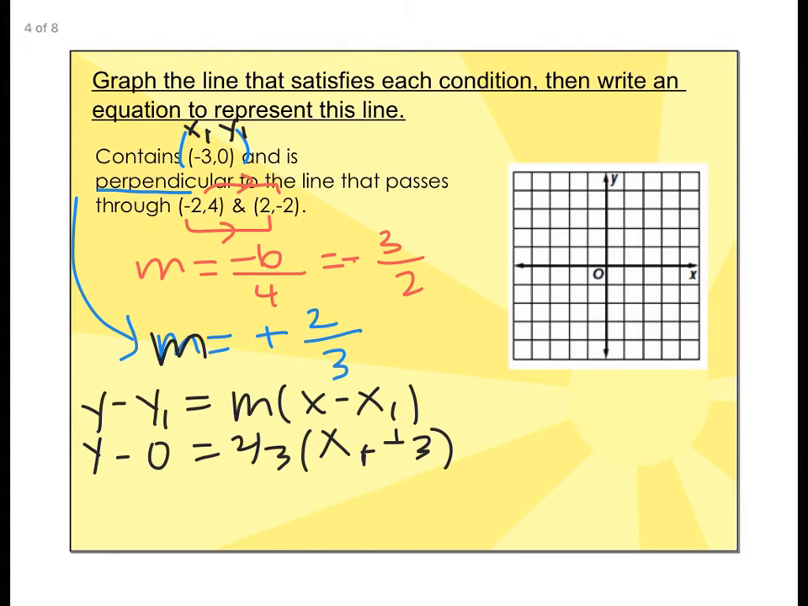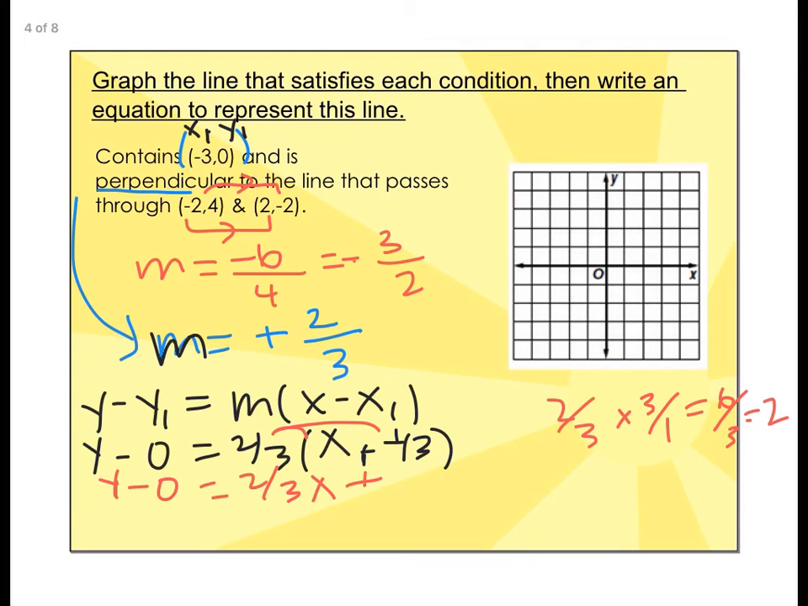Now to graph it, we talked about the other day, changing this equation into slope-intercept form right away. To do that, I needed to distribute, and then I'll combine like terms. So I'm going to distribute this 2/3 through, so I get y minus 0 is equal to 2/3 x, and then 2/3 times 3, I'm going to put that over 1, is 6/3, which is 2. So plus 2, and then I'm going to add 0. So my equation is y is equal to 2/3 x plus 2. That's what I'm going to graph.